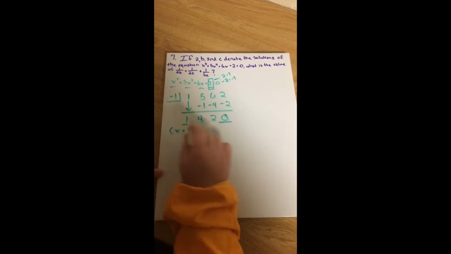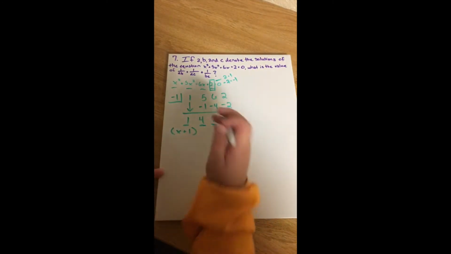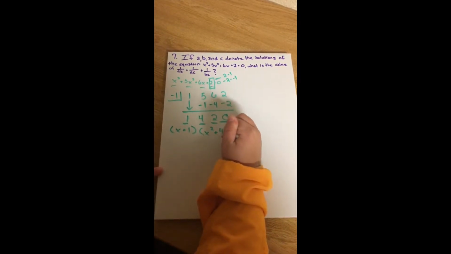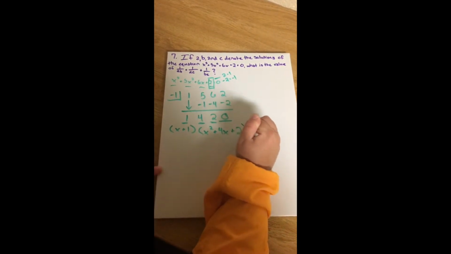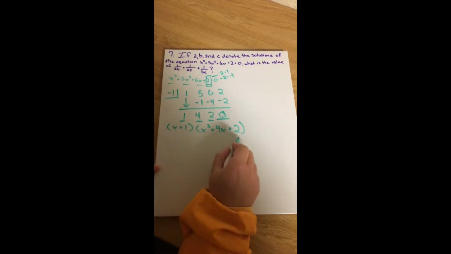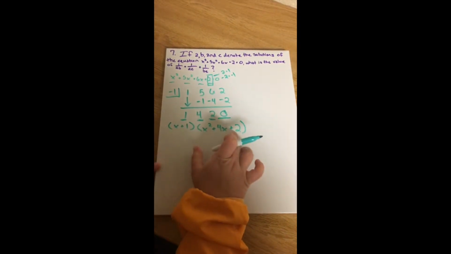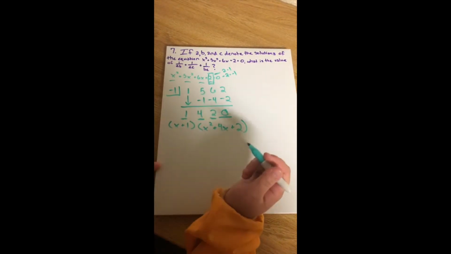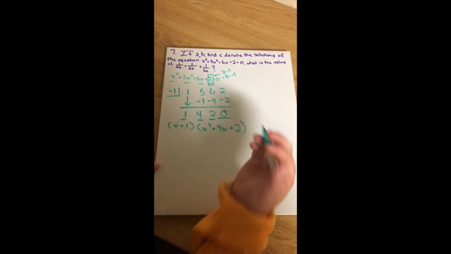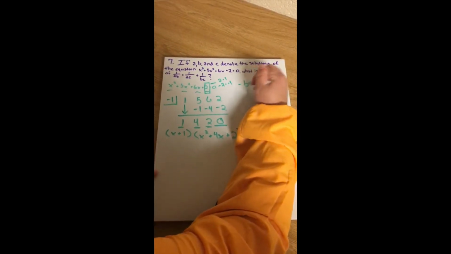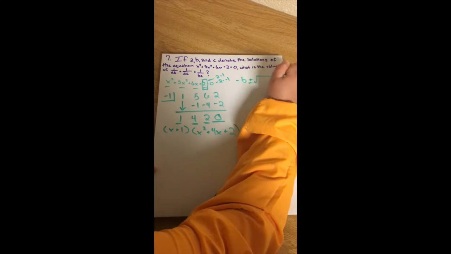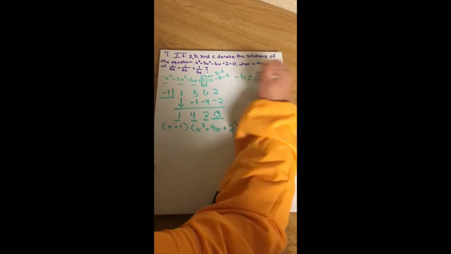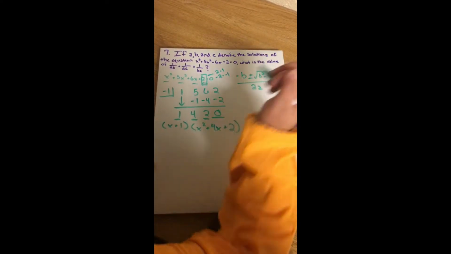Now what you do is you take these, and these are going to make up your new quadratic equation. So we'll have x squared plus 4x plus 2. Now obviously we can't factor this because nothing that multiplied together equals 2 will equal 4 when you add it. So what we have to do is use the quadratic formula, which is negative b plus or minus the square root of b squared minus 4ac over 2a.